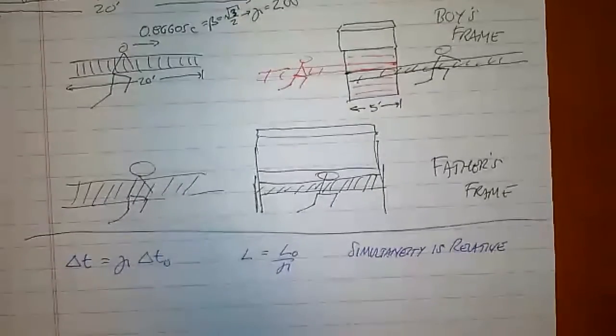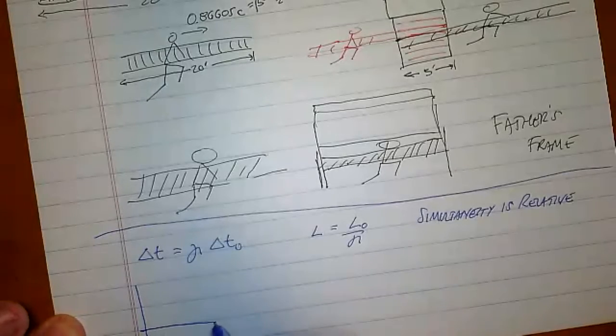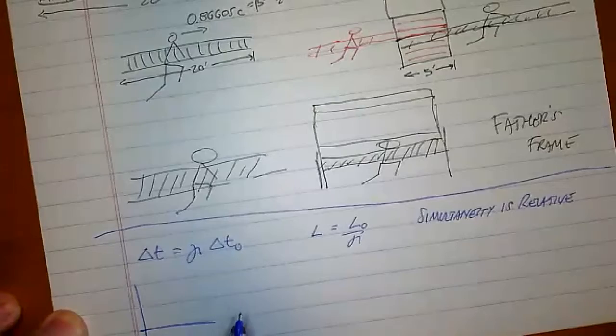So if you think about Galilean relativity, you might say, for instance, let's imagine a coordinate system. Now this is going to be a kind of weird one.